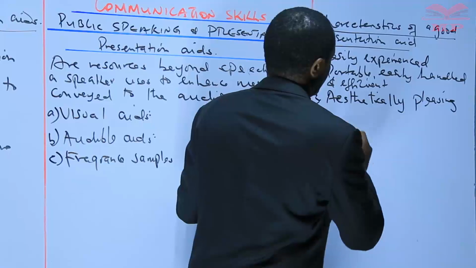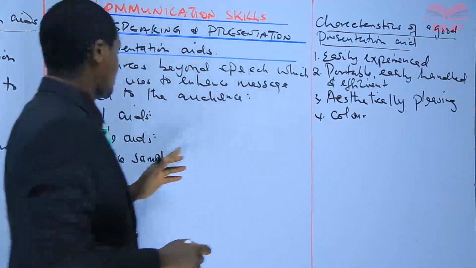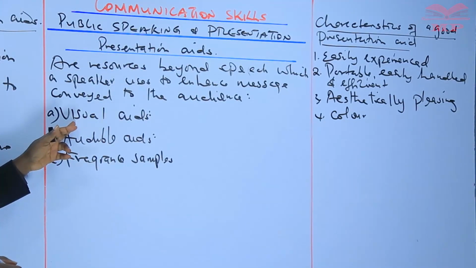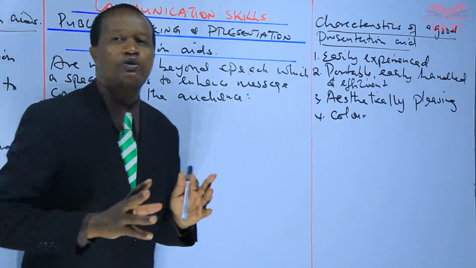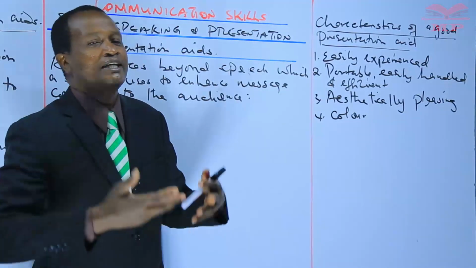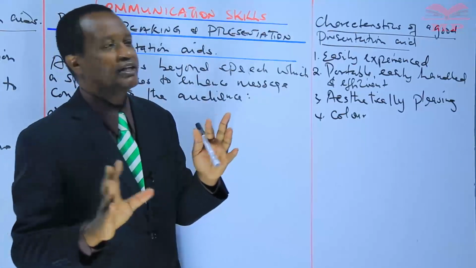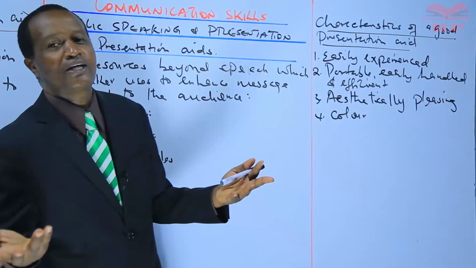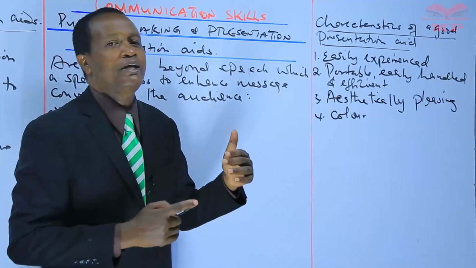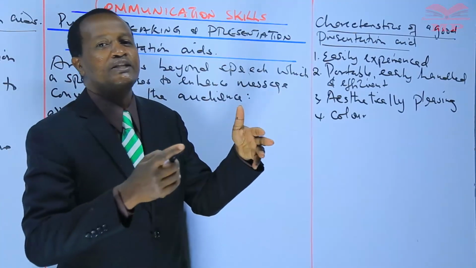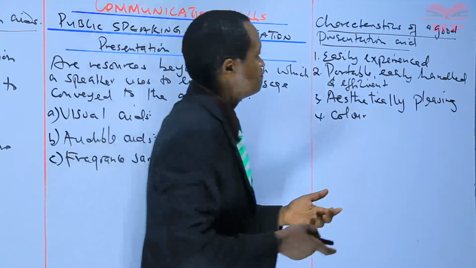And another feature related to aesthetics is color. Color, because here we said that presentation aids could be visual aids. So when you are presenting a visual aid, you need to consider the aspect of color, because color is an aesthetic aspect. There are some colors that are more soothing, some colors that are more readable, some colors could be more appropriate than others. Also, candidates, the color on the slides may be different when projected from what is on the computer. So it's important to check the aspect of color. All right, color.